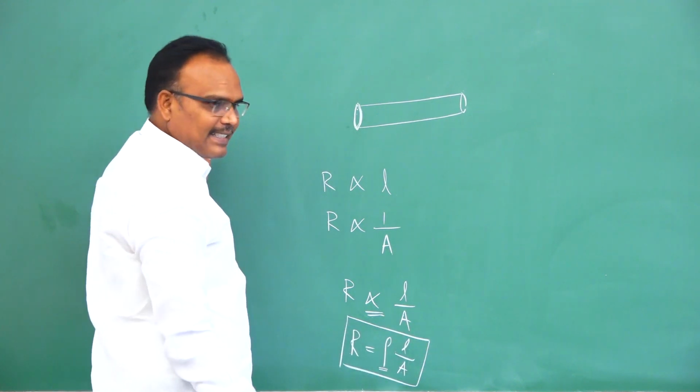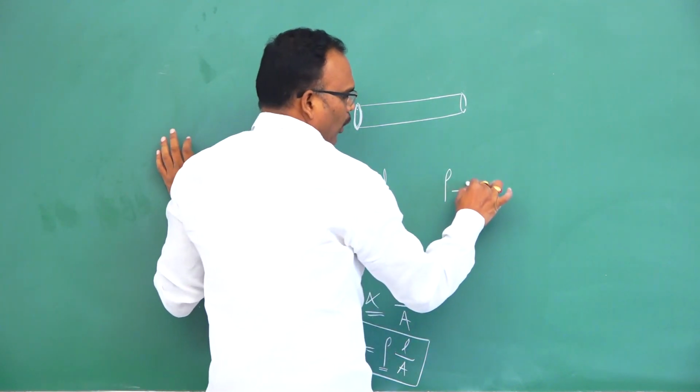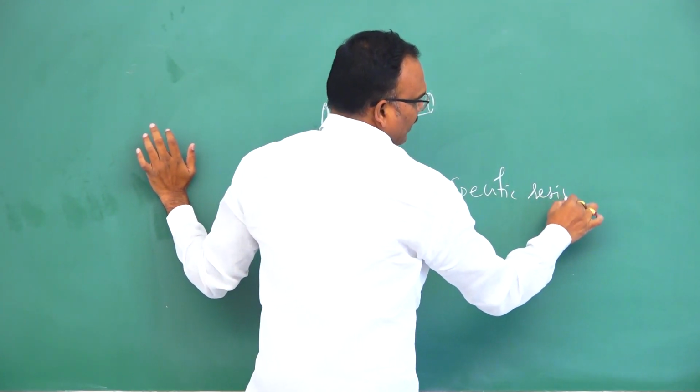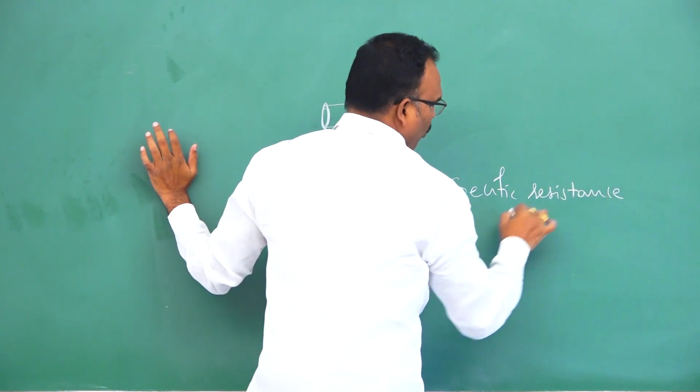It is called resistivity. Rho is specific resistance over R.